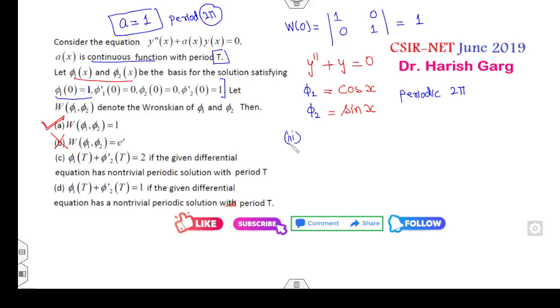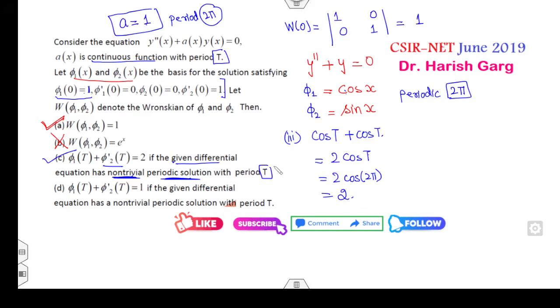So look at the third option. Phi 1 at t is cos of t. Phi 2 dash, if you find the derivative, is cos of t. So what does this become? Twice cos of t, and the period is my 2 pi. What is the value of cos 2 pi? Cos 2 pi is my 1. So that is a yes, because he said if the given differential equation has a non-trivial solution, they are periodic with the period T. So that means capital T is my 2 pi. So the third is a correct option.